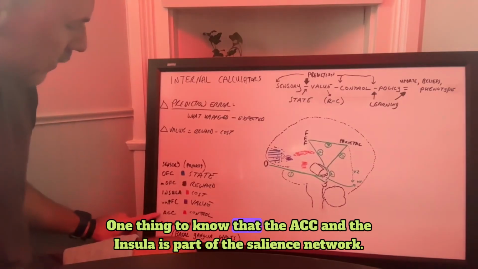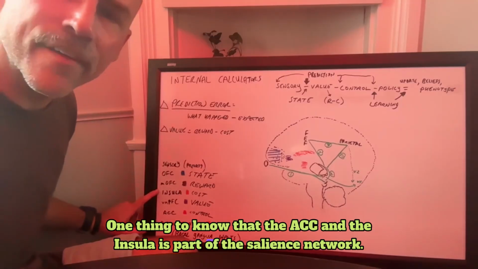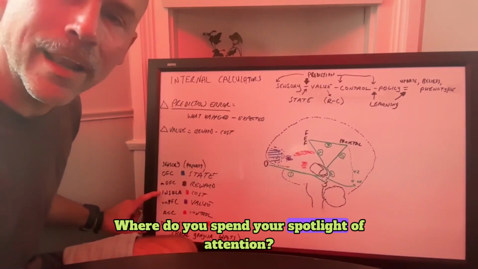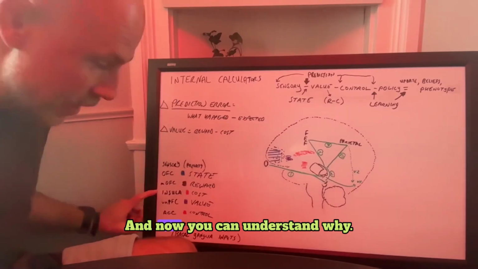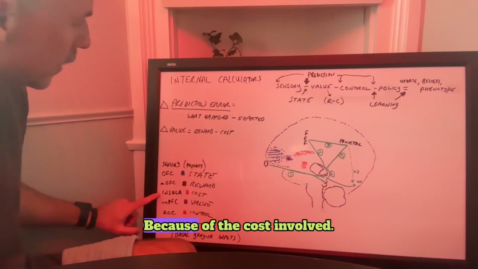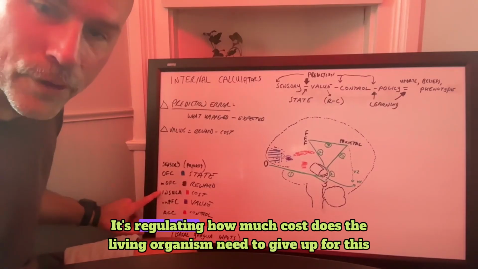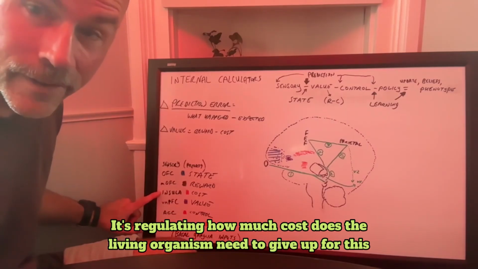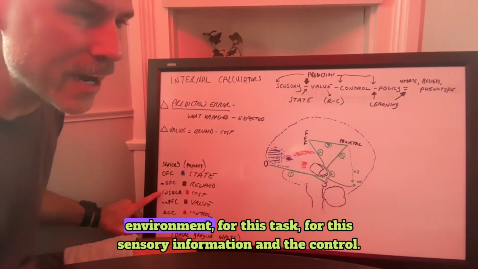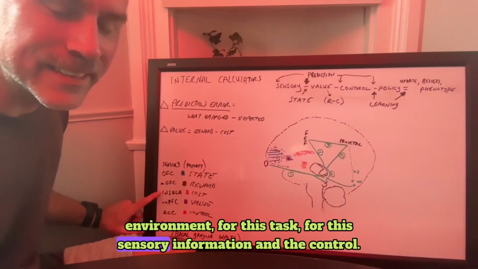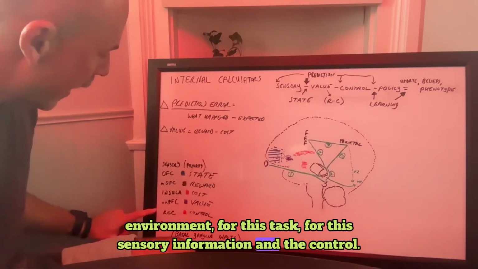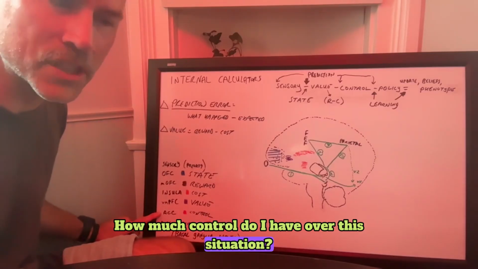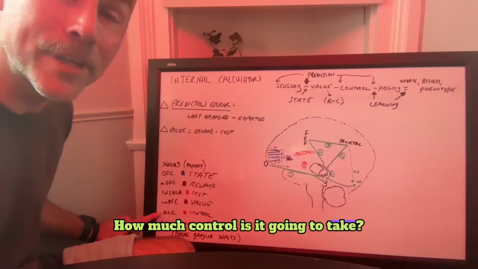One thing to know that the ACC and the insula is part of the salience network, okay? Where do you spend your spotlight of attention? And now you can understand why. Because of the cost involved, it's regulating how much cost does the living organism need to give up for this environment, for this task, for this sensory information. And the control. How much control do I have over this situation? How much control is it going to take?